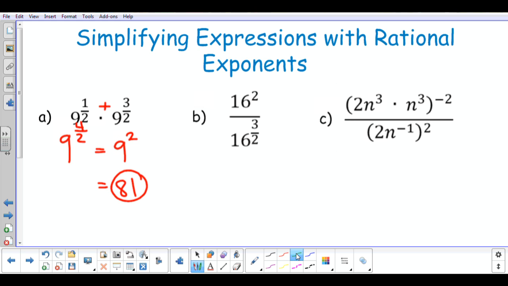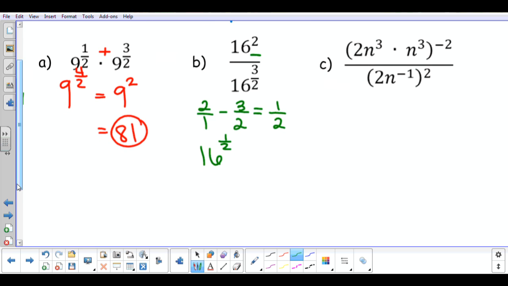In letter B, I have 16 squared divided by 16 to the 3/2. Since I am dividing, I need to subtract my exponents. So I have a whole number of 2, which is over 1, and I'm going to subtract 3/2 from it. When I take 3/2 away from 2, that's going to leave me with a 1/2. So I'm going to have 16 to the 1/2. 1/2 would indicate a square root of 16, and we know the square root of 16 to be plus or minus 4.